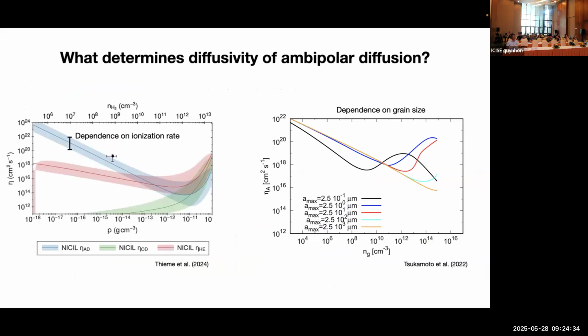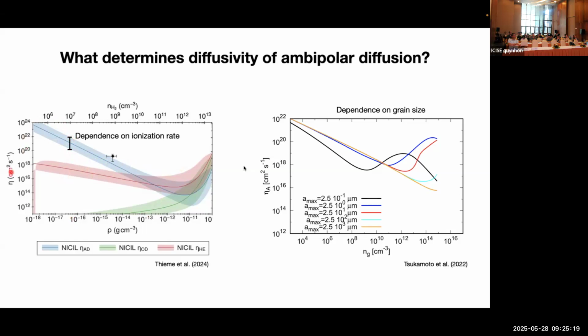And the next question is, what's the mechanism determining how efficient ambipolar diffusion can be? If you look at the calculation, theoretically, diffusivity as a function of density, this blue line is the diffusivity of ambipolar diffusion. You can see given a density, there's about 2 orders of magnitude difference in diffusivity. And this difference is due to the different ionization rate. If you have higher ionization rate, you have higher ionization fraction, then magnetic fields couple with material better, then we'll have a lower value here. So there's a dependence on ionization rate.